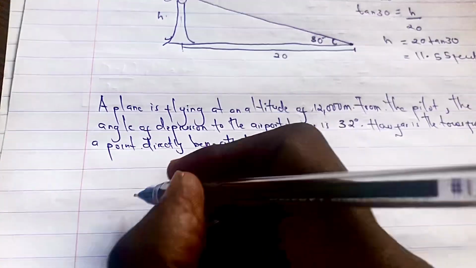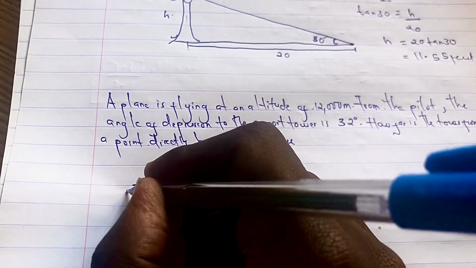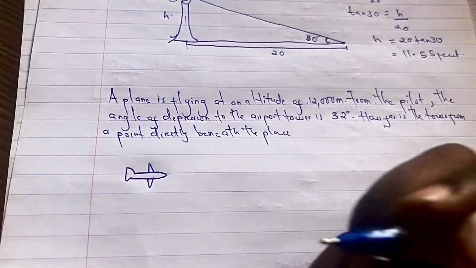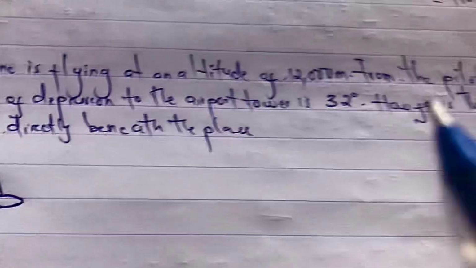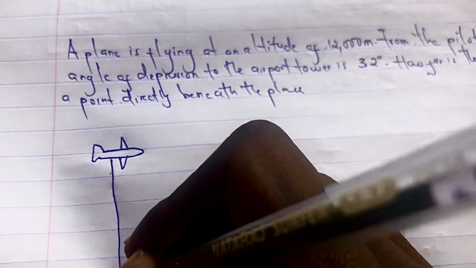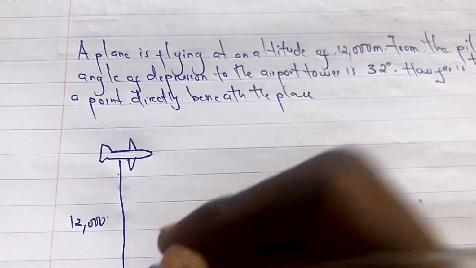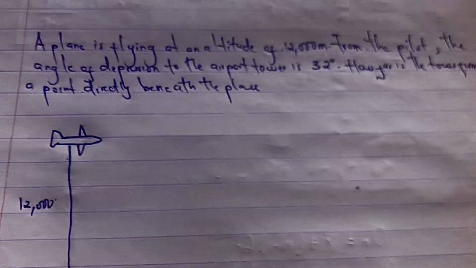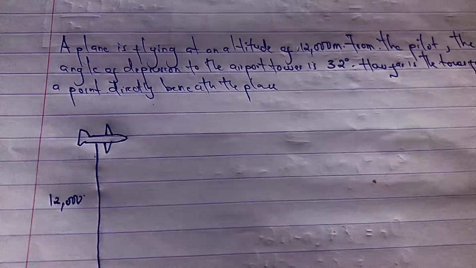Let me try to draw it here. If this is our airplane, they are saying it's flying at an altitude of 12,000 meters. So this is the altitude here. The distance is actually, they've said it is 12,000 meters from the ground to the plane. And they are saying the angle of depression to the airport is 32 degrees.